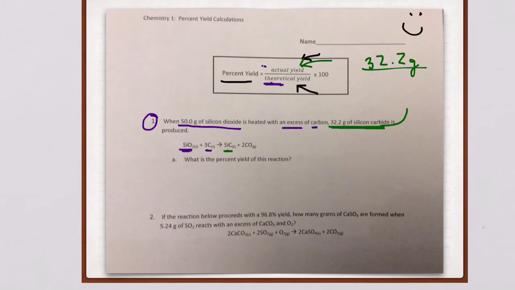Now what we need to do is find the theoretical yield. How much of this silicon carbide was supposed to be made? And how do we do that? Well, we do one of the problems we've been doing for the last week. We start with how much reactant we have, which is 50 grams of silicon dioxide, and we are going to try to find how many grams of silicon carbide is made by that. We go through the exact same thing we have been doing. We're going to divide by the molar mass of silicon dioxide.